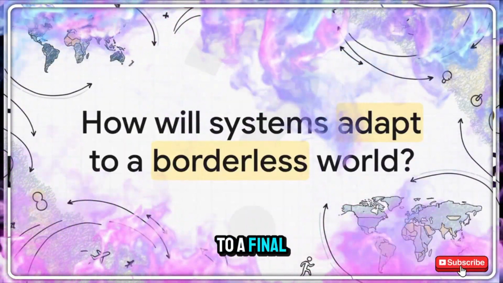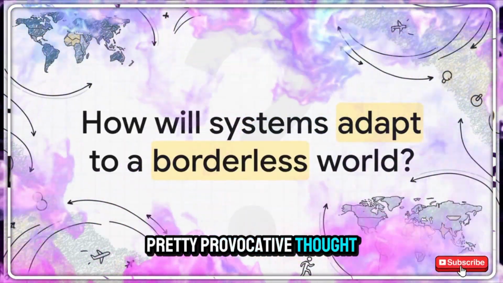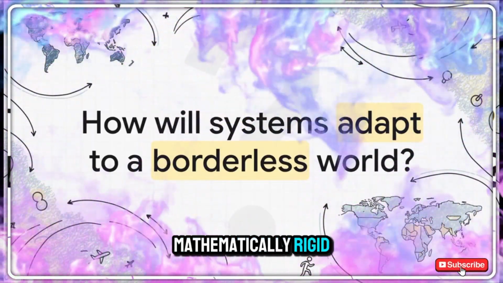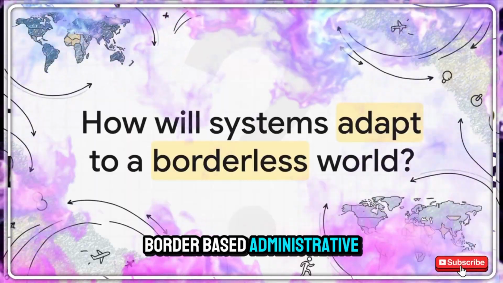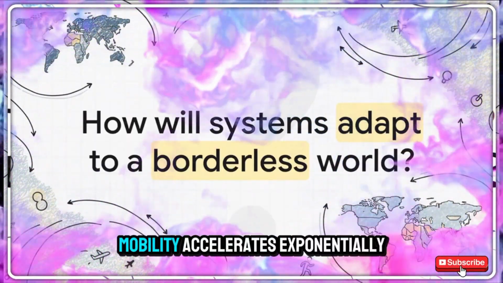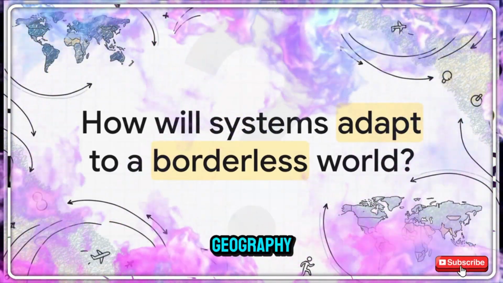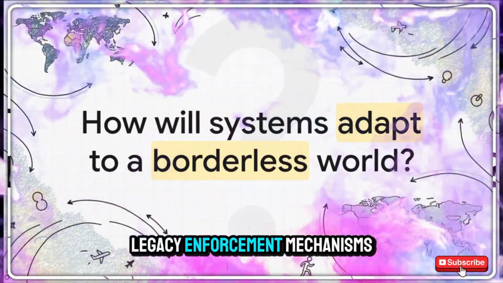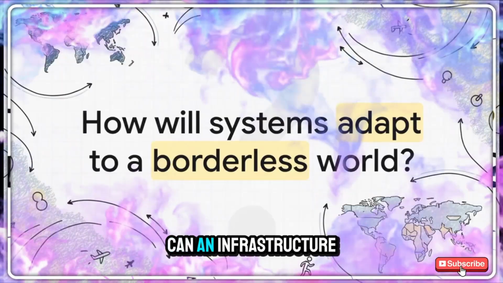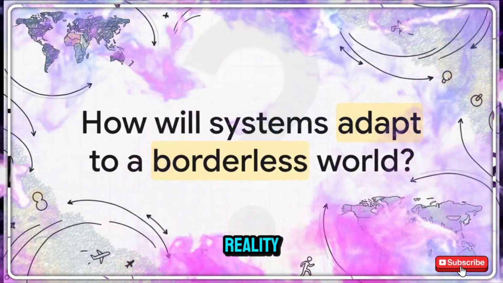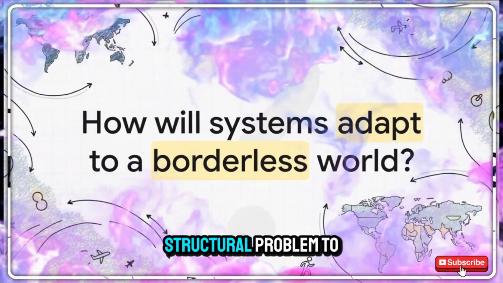Which brings us to a final, pretty provocative thought. We've just analyzed a highly complex, mathematically rigid, border-based administrative framework. But as global mobility accelerates exponentially and commerce becomes entirely decoupled from geography, how will these legacy enforcement mechanisms adapt? Can an infrastructure built entirely on physical borders actually survive in a truly borderless reality? It's a fascinating structural problem to think about.